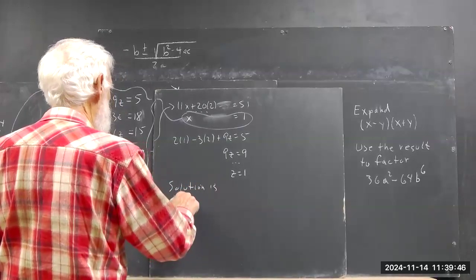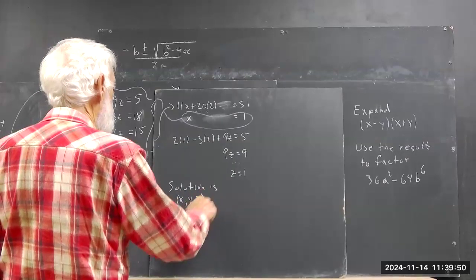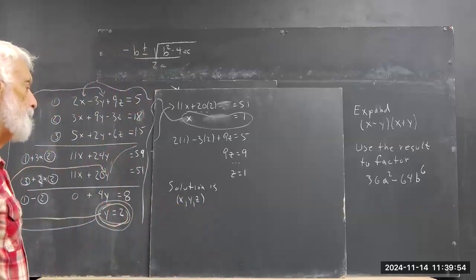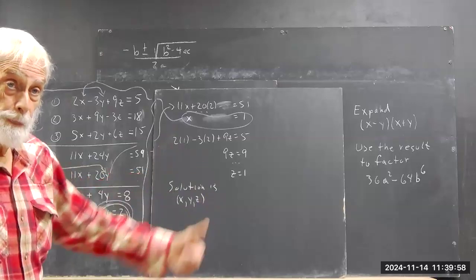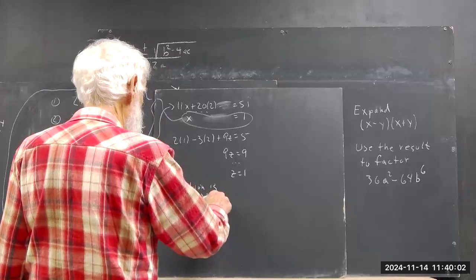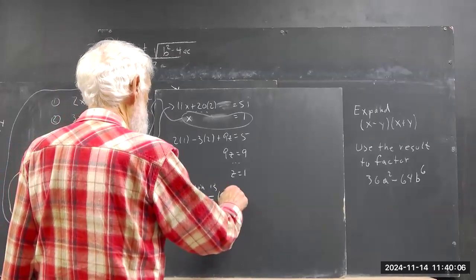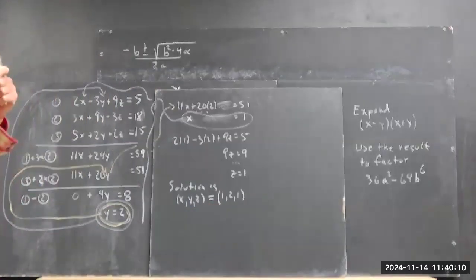Our solution is, I'm going to write it as an ordered triple because we could actually plot this as a point in x, y, z space, a 3-dimensional space. Okay, we're not going to do that, of course. But it's worth saying.